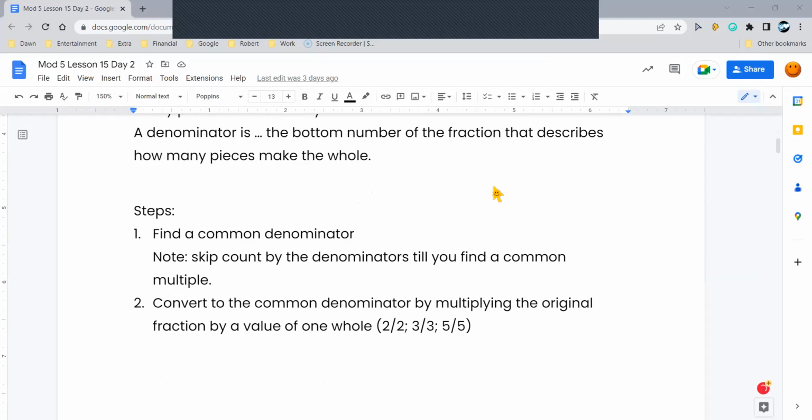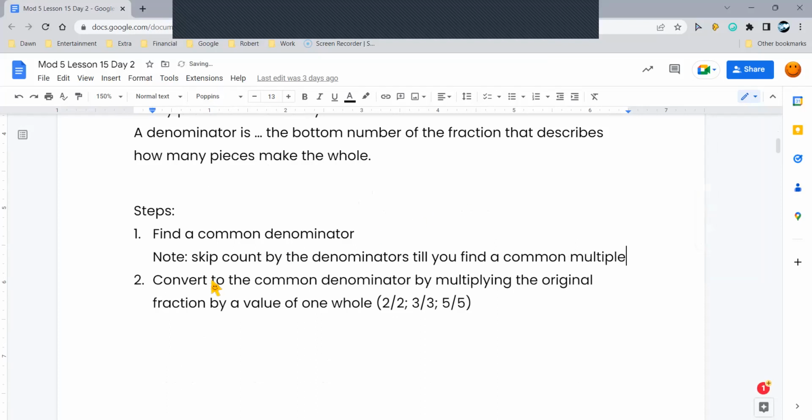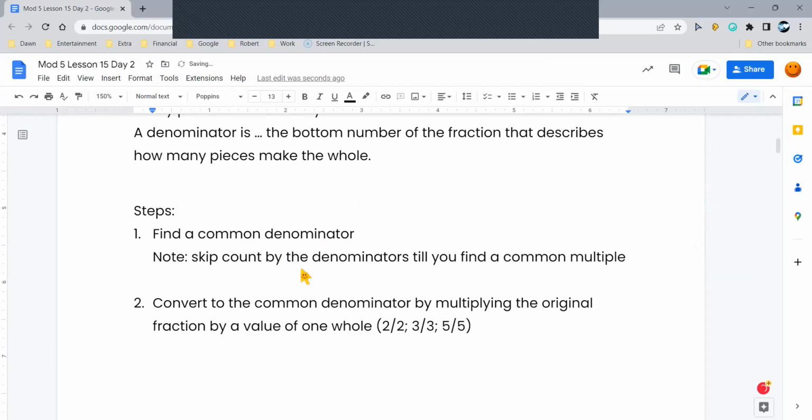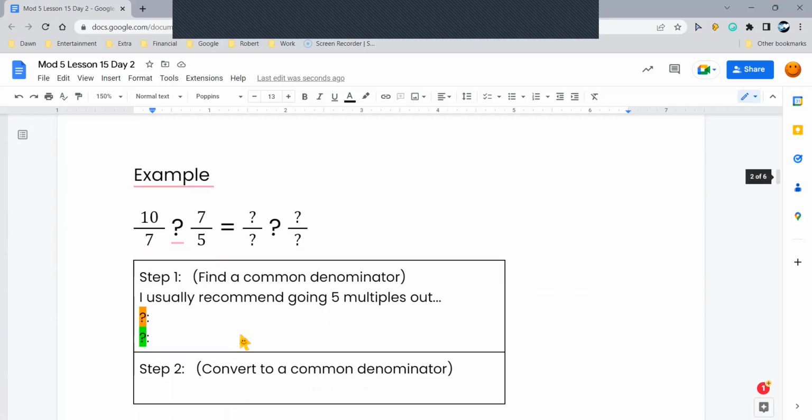Here are our steps. We're going to find a common denominator. In order to find our common denominator, we're going to skip count the denominators till we find a common multiple. Once we do that, we're going to convert to the common denominator by multiplying the original fraction by a value of 1 whole. Remember, all 1 whole is a number over a number. It's got to be the exact same number. And then we multiply it through. So let's go look at an example.